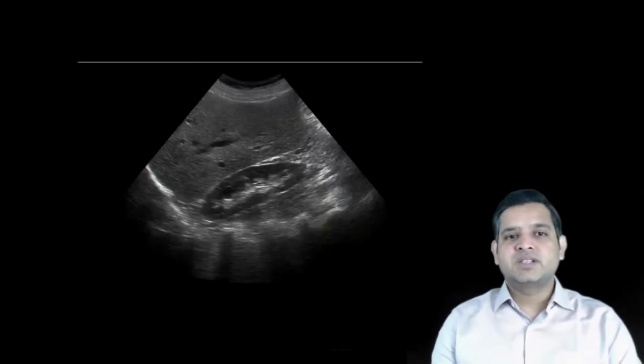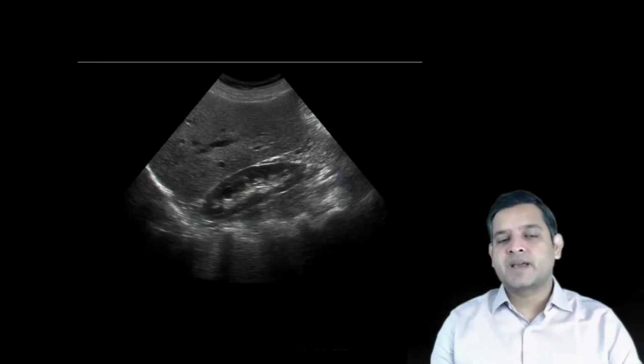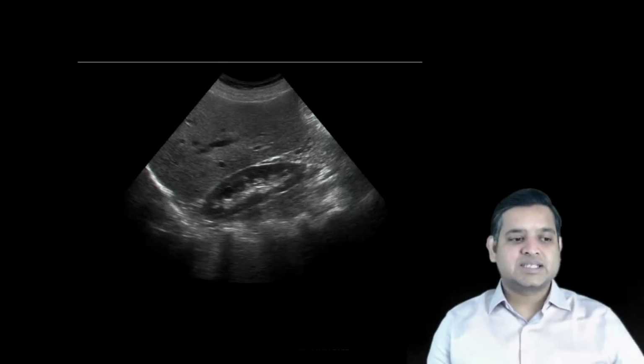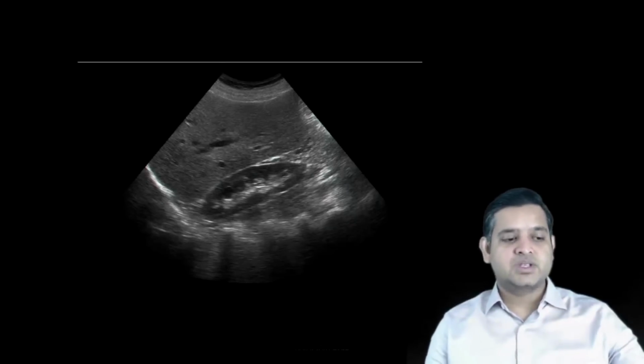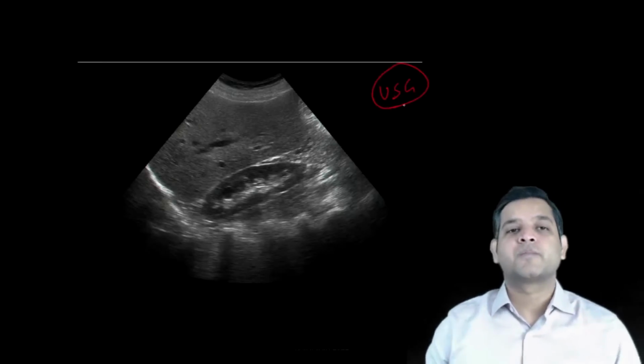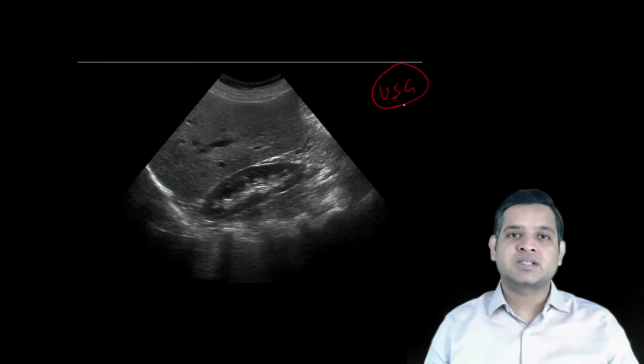Anybody who can tell me what is the name of this investigation? Is it a CT or is it an MRI? What is the name of this investigation? So please remember that this is neither a CT nor an MR. If you see this kind of an image, we are talking about ultrasound. This image is an ultrasound image.